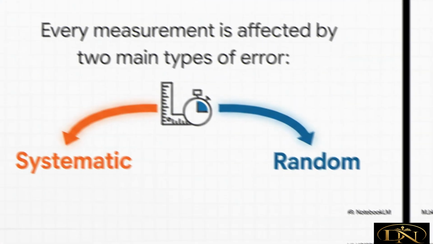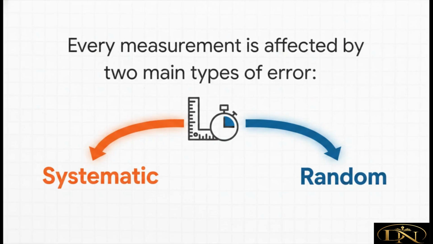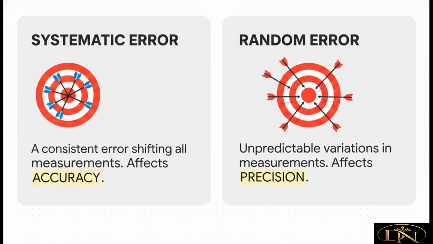But here's the thing, when we talk about error in science, we're not really talking about a mistake you made. It's just an unavoidable part of the process. And these errors pretty much fall into two main camps: systematic and random. So what's the difference? It's absolutely crucial to get this. Think of systematic error like a bathroom scale that's always off by 5 pounds. Every single time you step on it, it adds those 5 pounds. It consistently throws your measurement off in the same direction, and that messes with your accuracy. You know, how close you are to your actual weight.